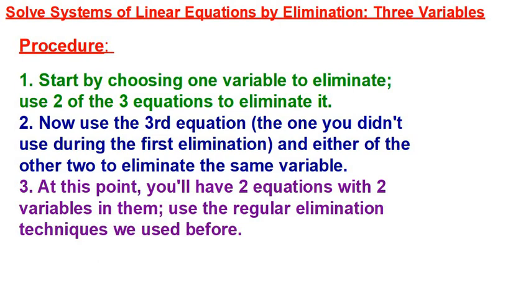So we've talked about how to use elimination to solve a system of equations, but the systems that we were solving before only had two variables. So something like this: x plus 2y equals 8, let's say, and 3x plus 6y equals 7. Two equations with two variables.